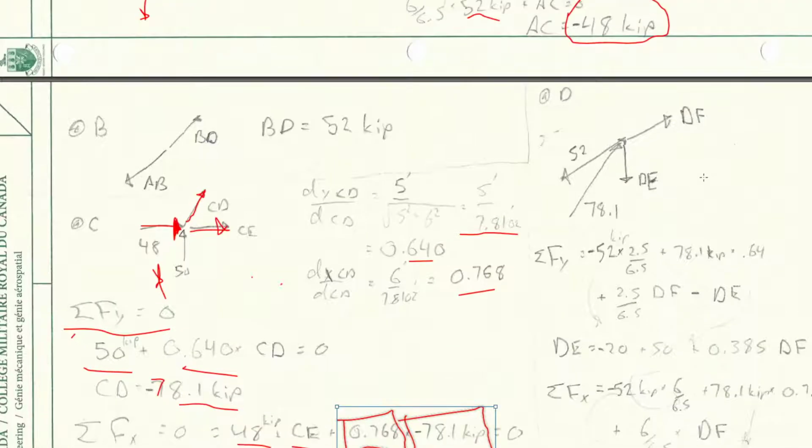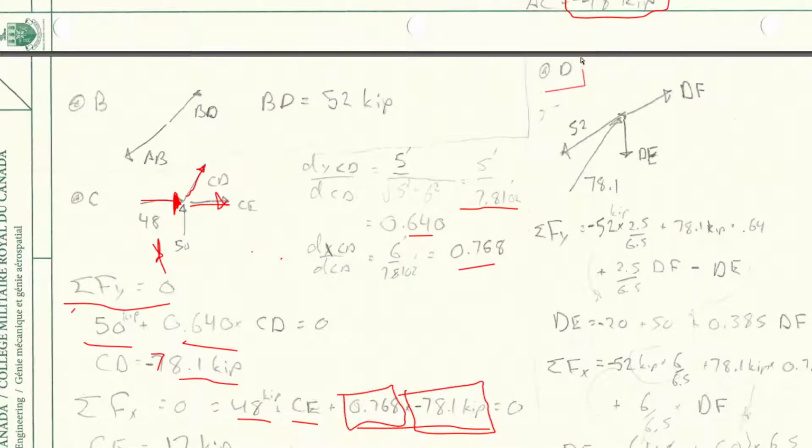So moving on next, we've got our D here. So we've got the 2 known forces and the 2 unknown forces. So we've got the 52 kips coming from BD. So again, that's in tension. So it's pulling away from D. I've got the 78.1 kip that's coming from CD. That's in compression. That's pushing towards D.